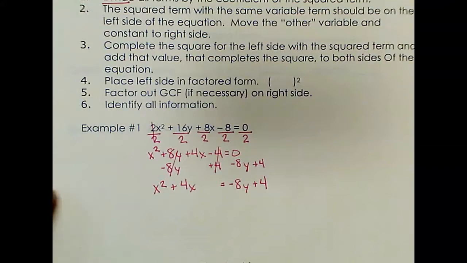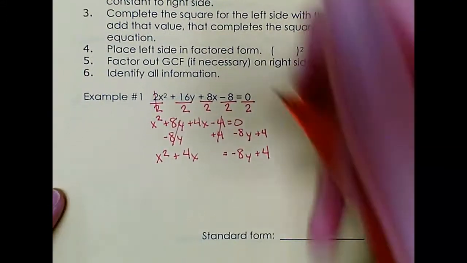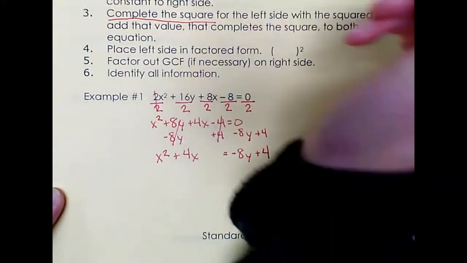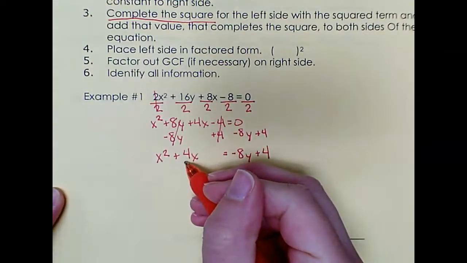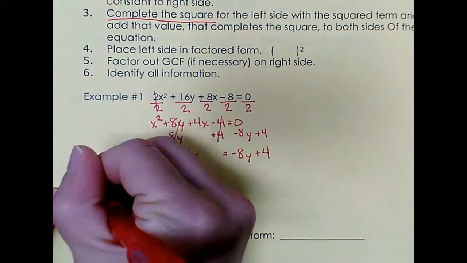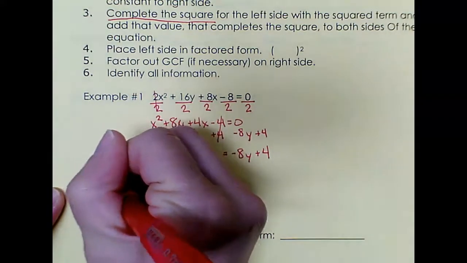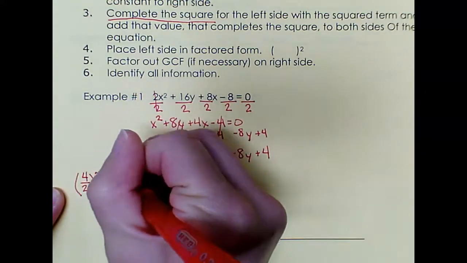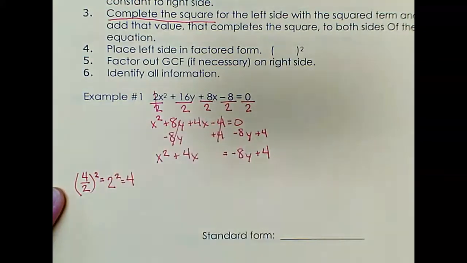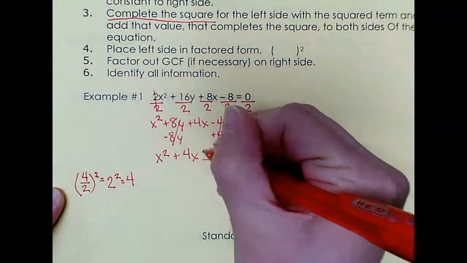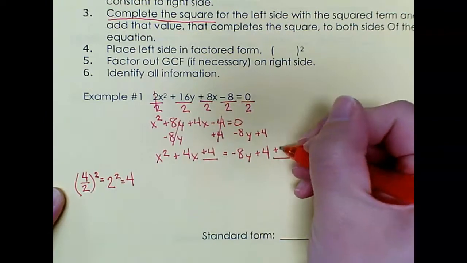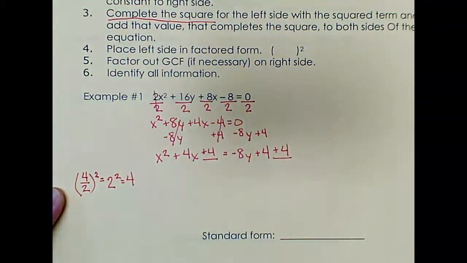So if I complete the square, I'm going to take my b number, my b term. I'm going to divide it by 2 and do what to it? Square it. 4 divided by 2 is 2. 2 squared is 4. So 4 is what completes my square. I'm going to add 4 to both sides of my equation.